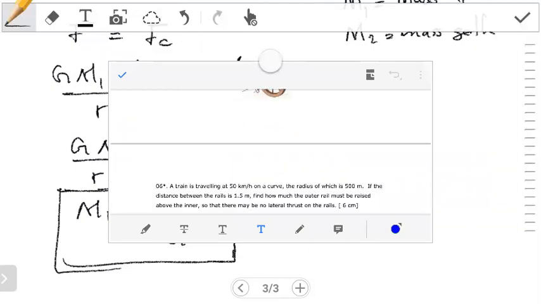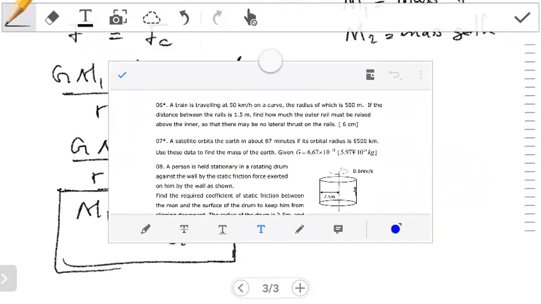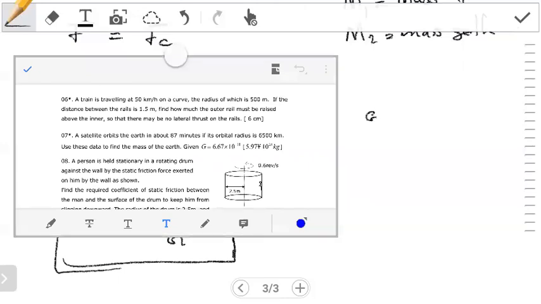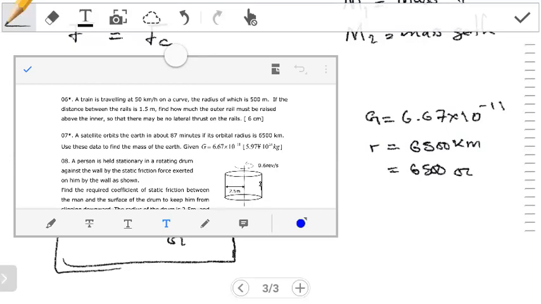So from the question, we're given G. G is 6.67 by 10 to the power negative 11. And then apart from that, we're given the radius, R. This is 6,500 kilometers. But of course, this is just 6,500,000, since we have to use it in meters.